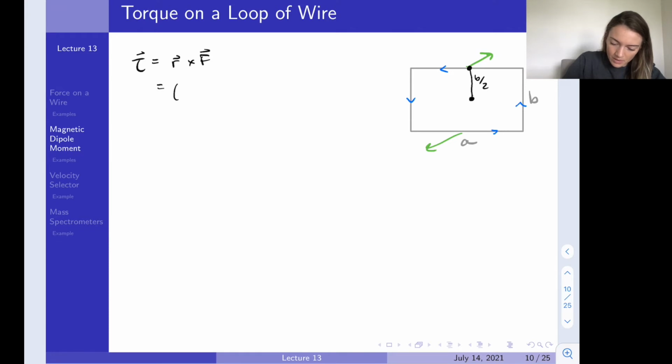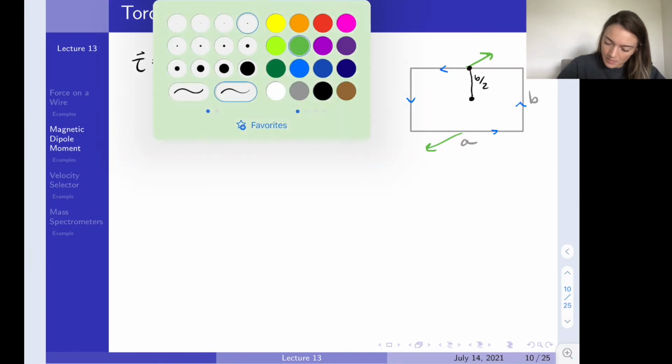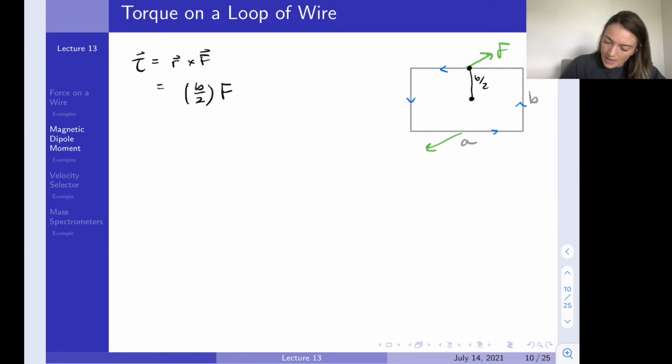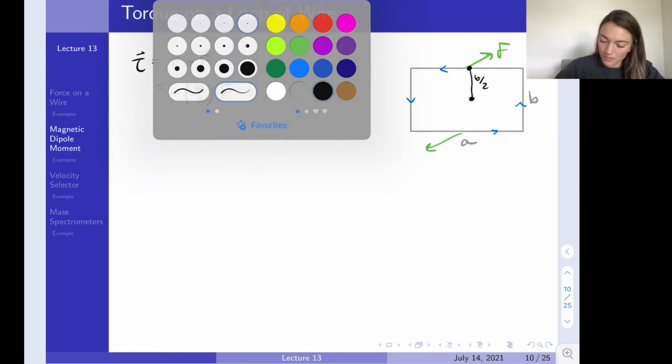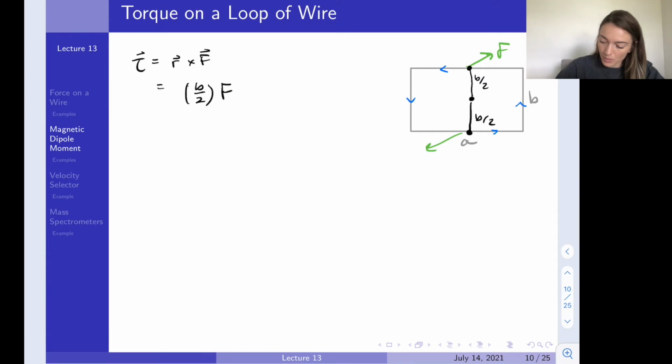So b over 2, and then the force, let's just write the force here for now. We'll find that in a second, times this force that's being applied. And now we have a torque being applied on both the top and bottom of our wire. So we have a torque here, and then we also have a torque being applied down here. But they're the same magnitude, right? Because this distance is also b over 2. So from both sides, we have b over 2. So I'll just multiply that by 2.